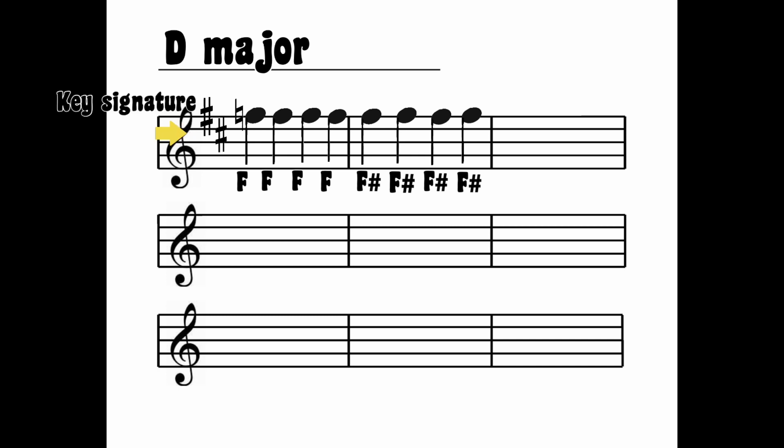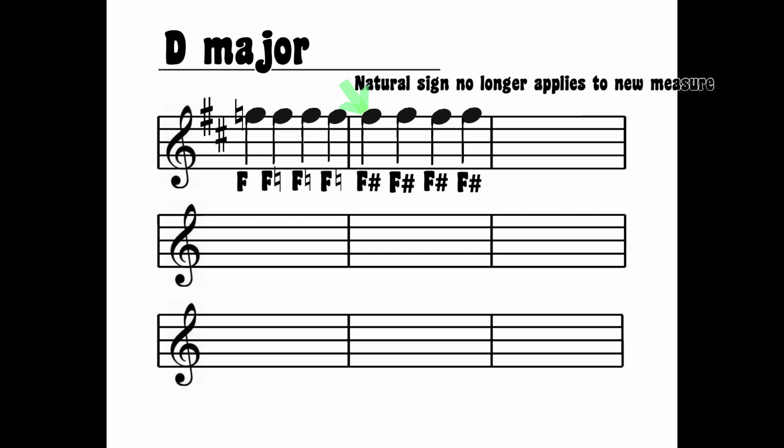The key signature says that all Fs are F sharps, but we want this F right here to just be an F natural, so we're going to put a natural sign in front of it. The other three Fs behind it in the measure will also be F natural. Starting in the next measure, since there's not a natural sign in front of any of these Fs, all four of these Fs will be F sharp once more.